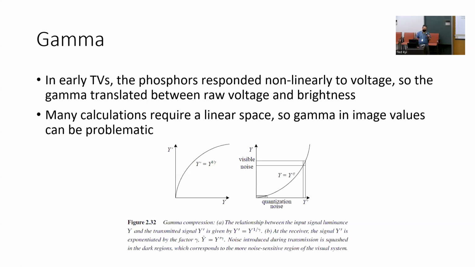I don't understand exactly if we still use gamma, we don't use gamma, but this is just because everything started with TVs and the phosphors on the TVs. The brightness is not a linear response to the voltage. So if you want something that's twice as bright, you don't just give it double the input signal.